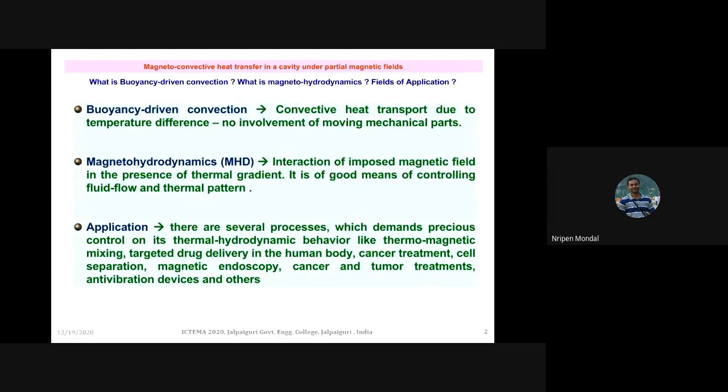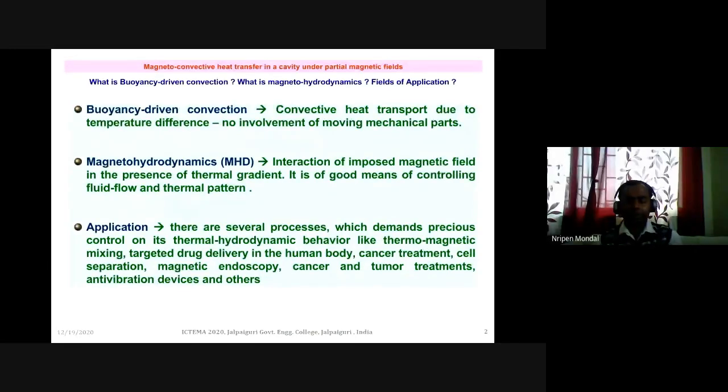Now, magnetohydrodynamics has widespread application in different fields, such as medical systems for targeted drug delivery in the human body, cancer treatment, cell separation, and even various thermal devices where precise control of the devices is required. In that case, this magnetic field can play a very crucial role.